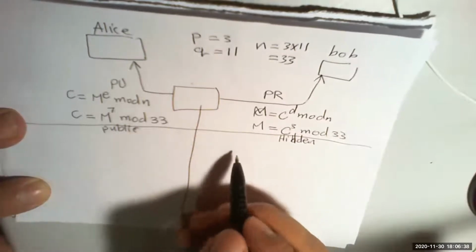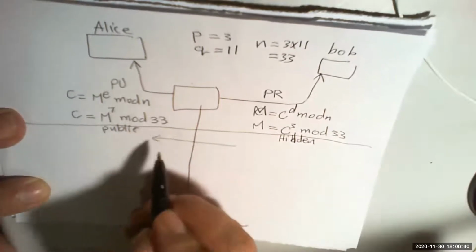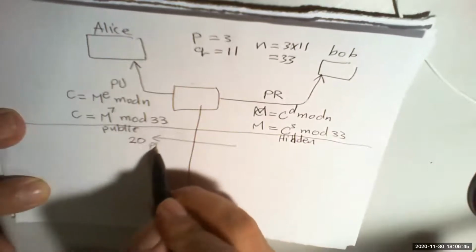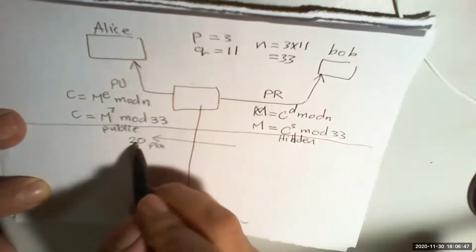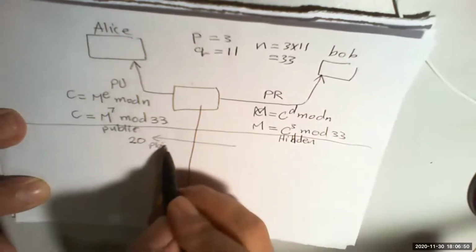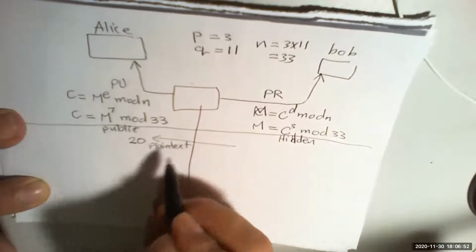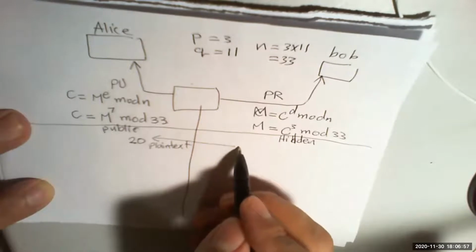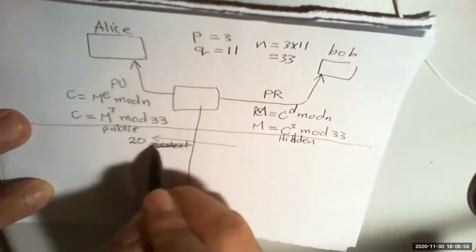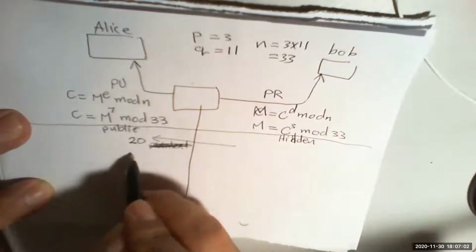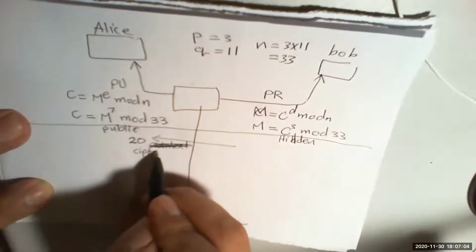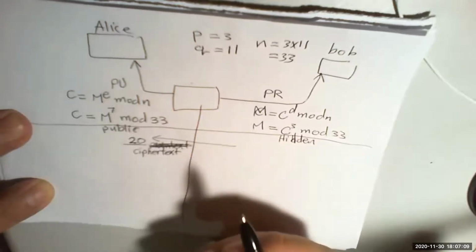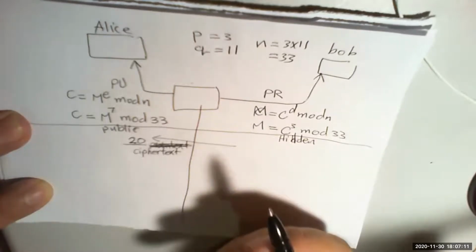What I'm seeing here is a message being communicated. The message is 20. Suppose this is the plain text, corresponding to a letter, anything. This is just a public number. Sorry, this is not the plain text. I can see the ciphertext. The ciphertext is 20, but I don't know what 20 is. This is just the ciphertext.